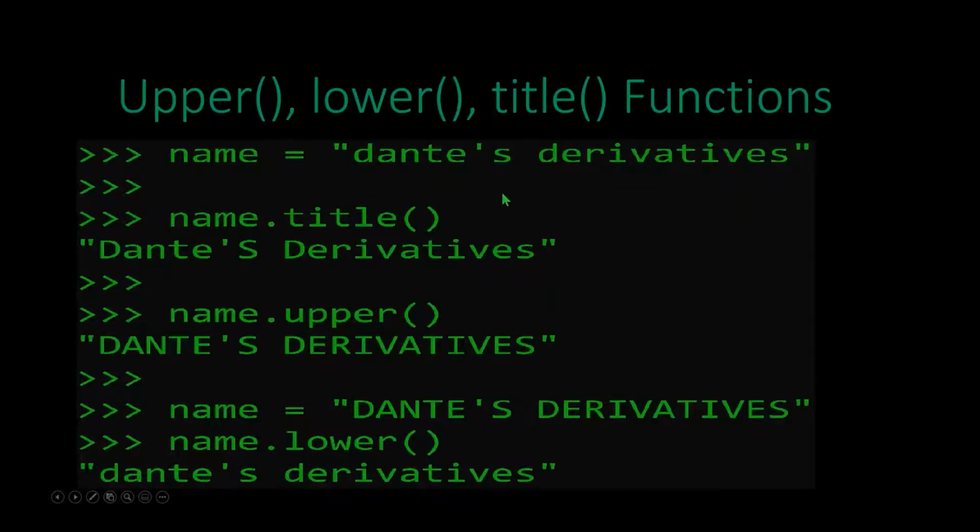String methods are other ways of manipulating our string values. We can use the title function to titleize a string value, like we did in this example. We assigned the value Dante's derivatives to this variable called name, and we used the title function by typing name.title, and it turned this name variable into a title. It capitalized some of the letters. We can also use the uppercase function or the lowercase function, and you'll see what those do right here. The uppercase function just capitalizes your entire string value, while the lowercase function lowercases your entire string value.